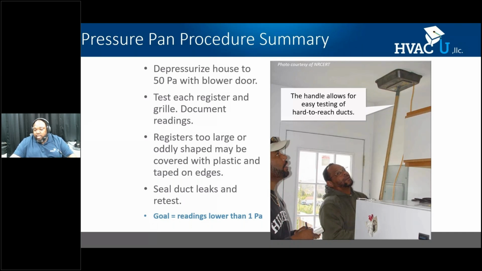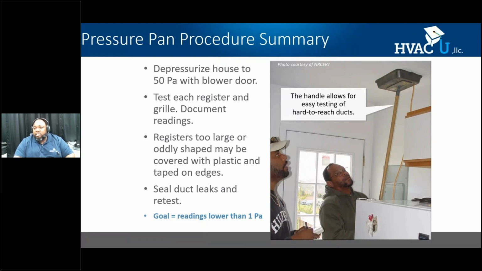If you want to take note, the goal is to be lower than 1 pascal, which makes sense. If the ducts were tight, then I'm not losing energy into the space. I would want them to be 0 or less than 1. If I get a significantly high reading, close to 50, that duct is completely disconnected and is dumping all the air into an unconditioned space, or is pulling in air on the return side from the unconditioned space. In either situation, it's not a good deal.